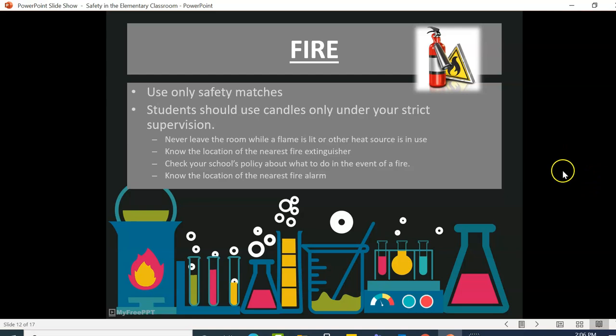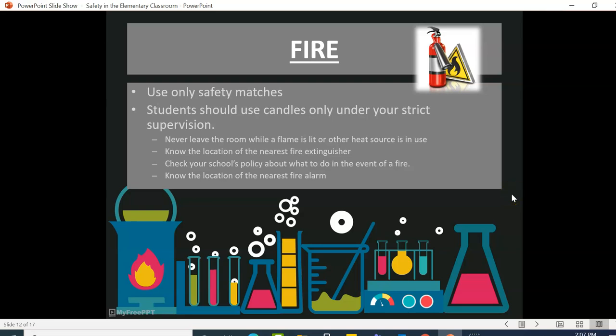Students should use candles only under your strict supervision. Use tea candles that are short and wide and cannot be knocked over in normal use. Place other candles in a drip pan, such as an aluminum pie plate, that's large enough to contain the candle if it's knocked over.